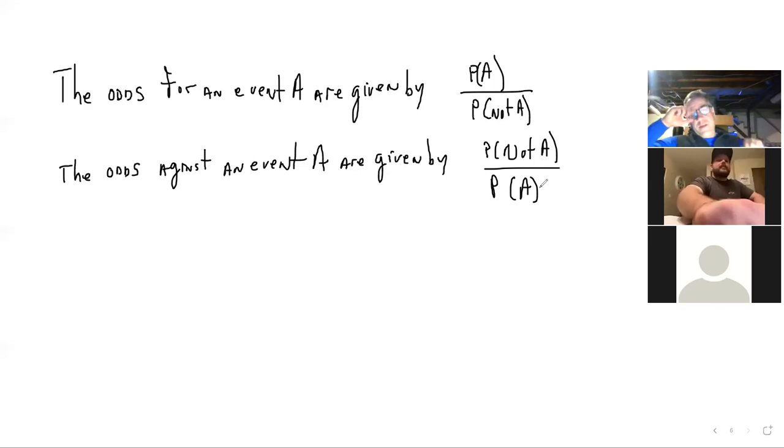Now, generally in gambling, and just because I study probability, I'm not much of a gambler. I almost always lose. But in gambling, it is odds against. When you hear odds, it's almost always the odds against something occurring.